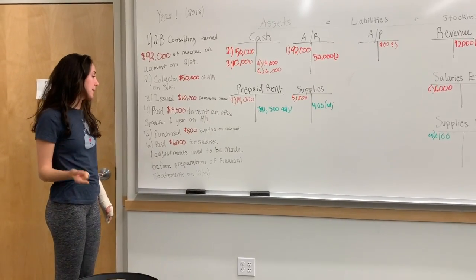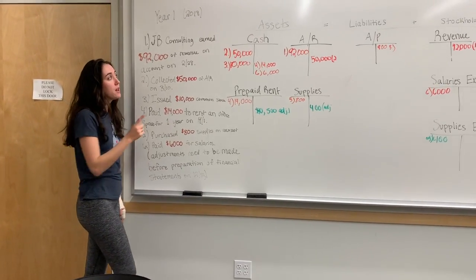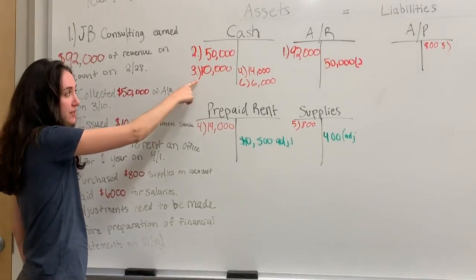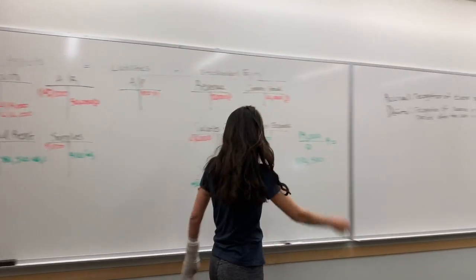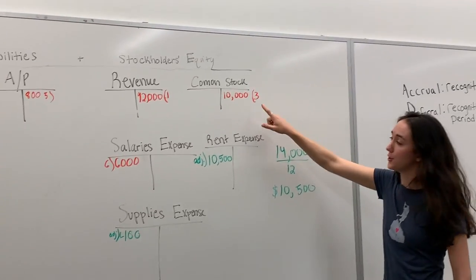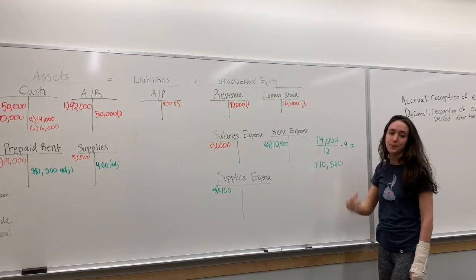All right, so for number 3, we said we issued $10,000 of common stock. So for this one, you're going to record it under the debit side of cash because you're receiving cash. And then you're going to record it under common stock on the credit side, $10,000. So you are making cash, and you're going to record it here and here, so it's not an accrual.